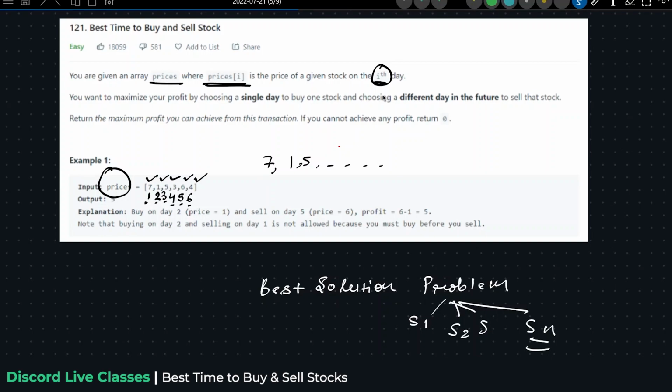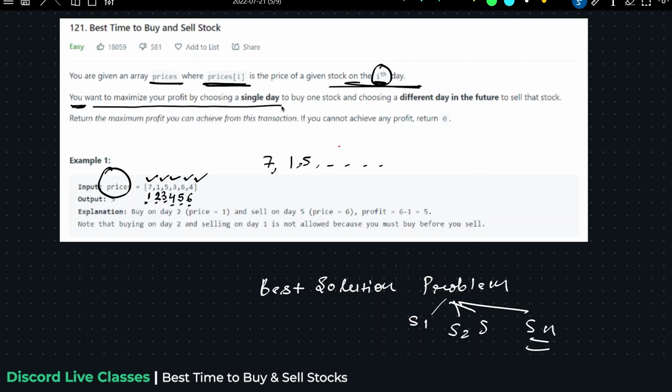Is this particular line clear to everyone, right? So now let's move to the next statement, which says you want to maximize your profit by choosing a single day.